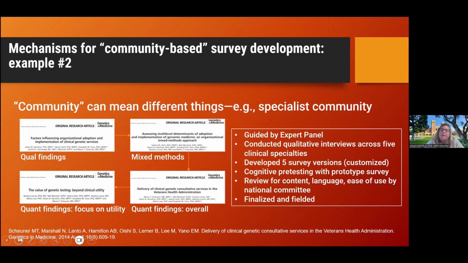So while the subscales, et cetera, were all the same across the 5 specialties, certain genetic tests and real specialized pieces of it were tailored to each specialty. There was one for pathologists as well. So of course, we're going to ask pathologists different questions. And then we did extensive cognitive pre-testing with the survey and had to review content, language, ease of use. We had national experts review the survey with us.